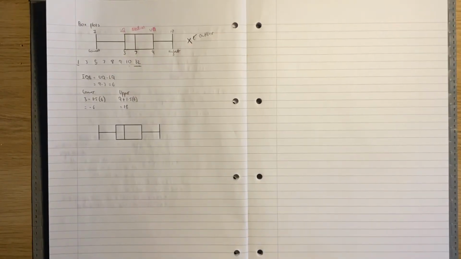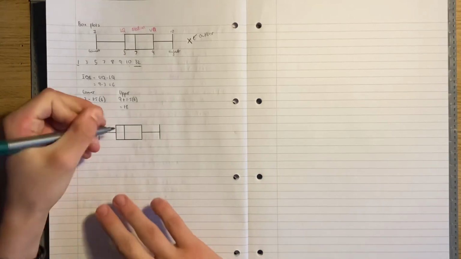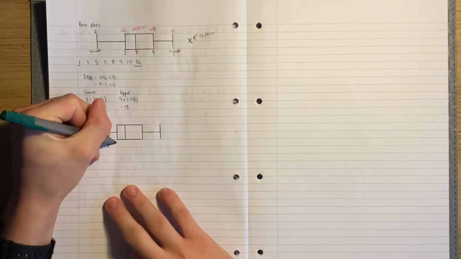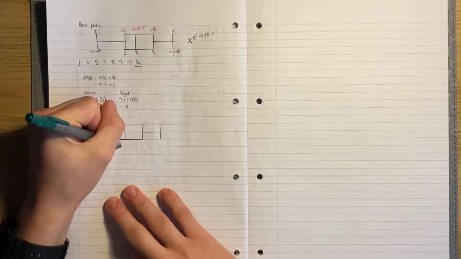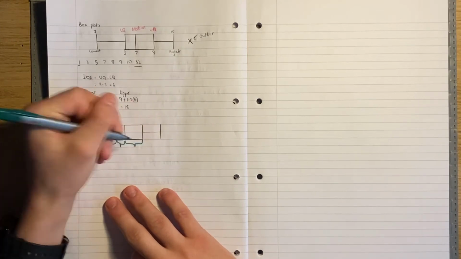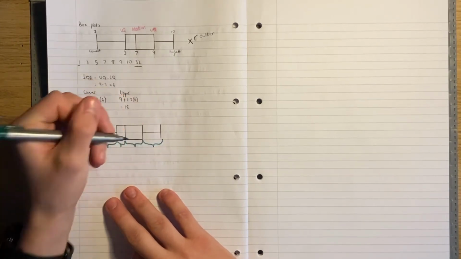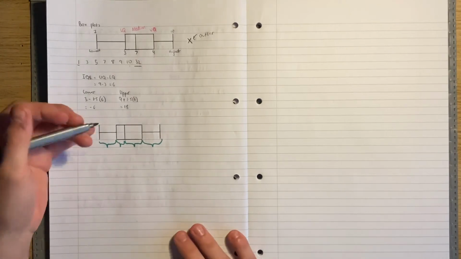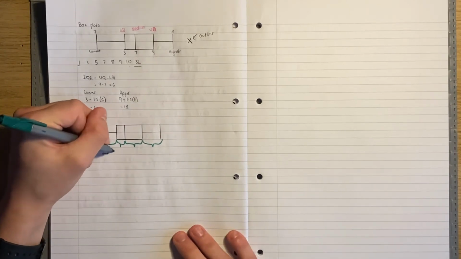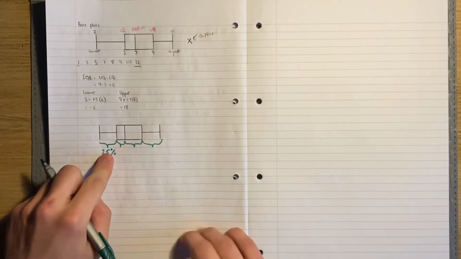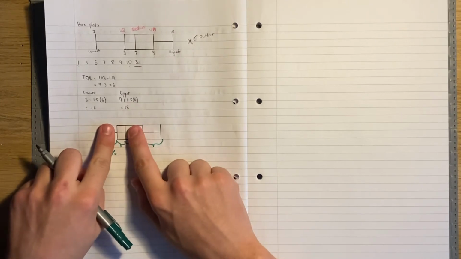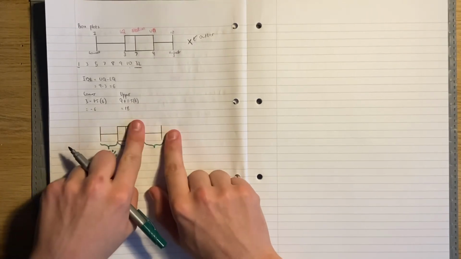Another thing to know about box plots is what they're representing. So each different section, so this section here, this section here, this section here, and this section here, these are all going to be 25% of the data. So this is going to be the first 25%, then the second 25%, then the third 25%, and the fourth 25%.